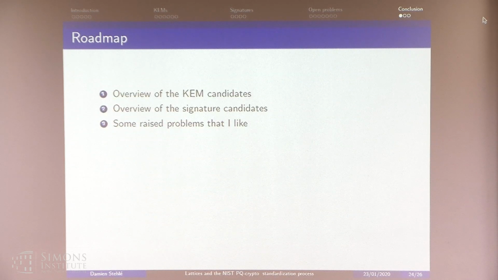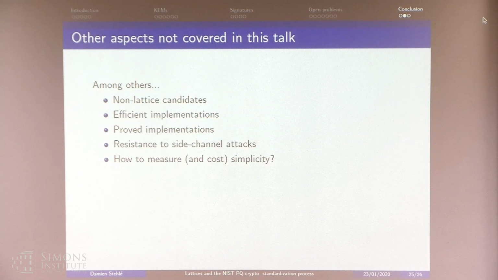Okay, so this is it for the core of the talk, and I'll try to conclude. There are many other aspects related to this NIST standardization process that I didn't cover, including non-lattice candidates, efficient implementations, proved implementations, how you make sure that the implementation you have is actually doing what you want, resistance to side channel attacks, how to measure cost and simplicity, and this is just among many others. If you are interested in this type of questions and others, register to the mailing list.